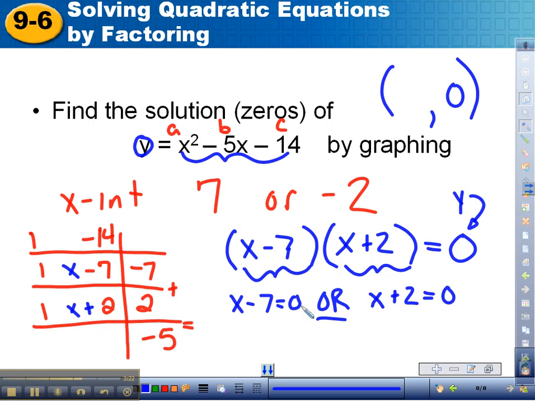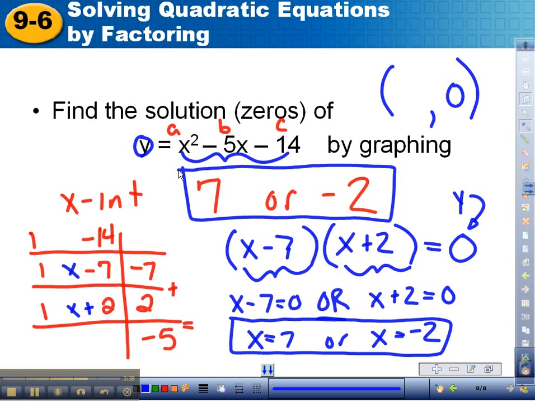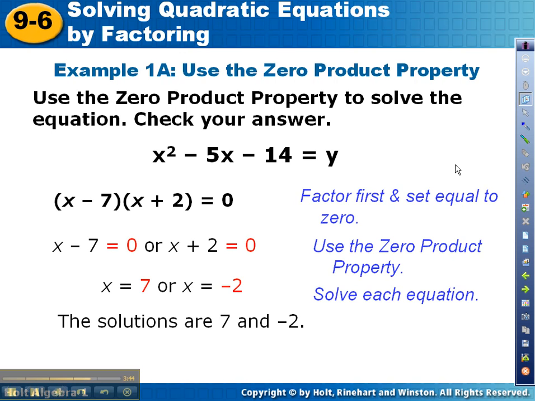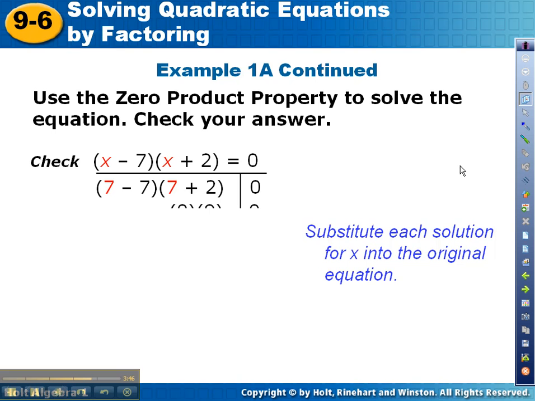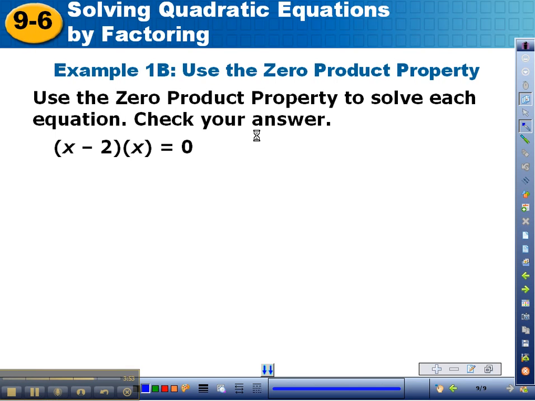And if you solve each one of these for x, over here you get x equals 7 or x equals -2. Those are my zeros, those are my x-intercepts, those are my solutions, the same as when I graphed it and looked for my x-intercepts. Let's try that again. And you can always plug those back into your equation and double check to make sure it does in fact equal 0. All right, let's take a look at this.